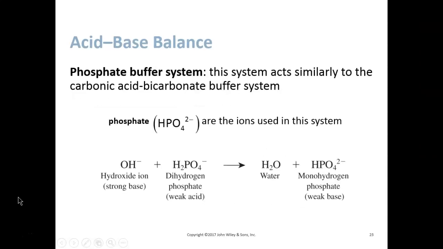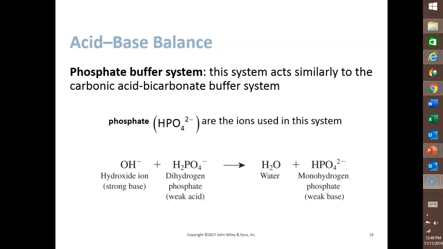Alright, the phosphate buffer system acts pretty similar to the mechanism that we just saw for the carbonic acid bicarbonate buffer system. So the phosphate ions can act as a weak acid and buffer strong bases by forming chemical bonds, and when they do so, they create water and a weak base rather than that strong base. This reaction is one of the ways that the kidneys also help to maintain the pH by excreting these hydrogen ions in the urine.